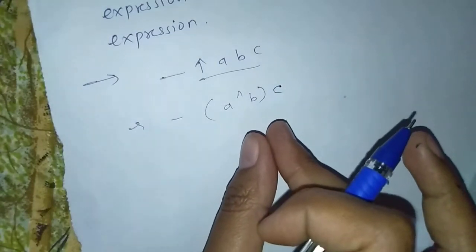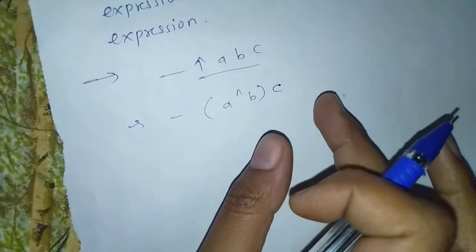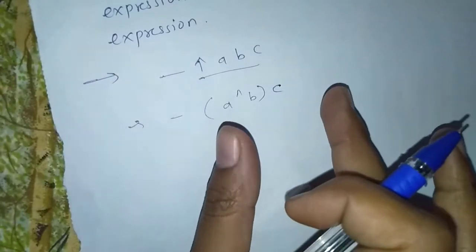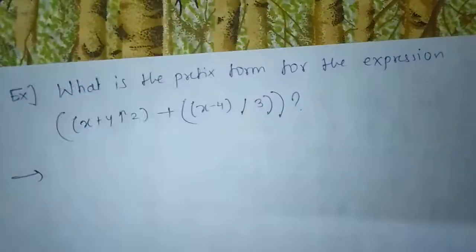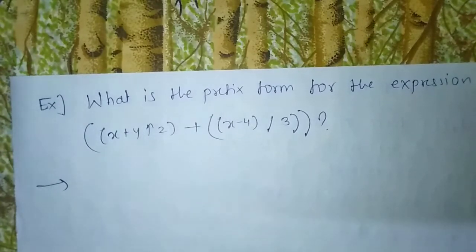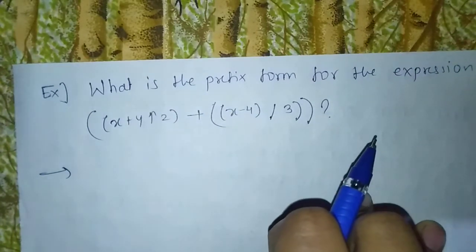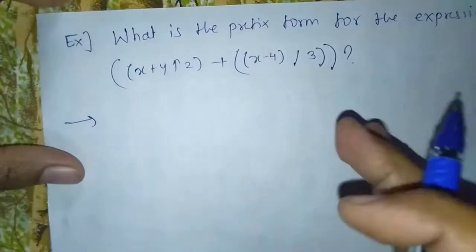A raised to B gives a number, and C is another number. So the subtraction between these two numbers is A raised to B minus C. Okay. Now next example, what is the prefix form for the expression? Prefix form means the ordered rooted tree of the given expression we have to find out.